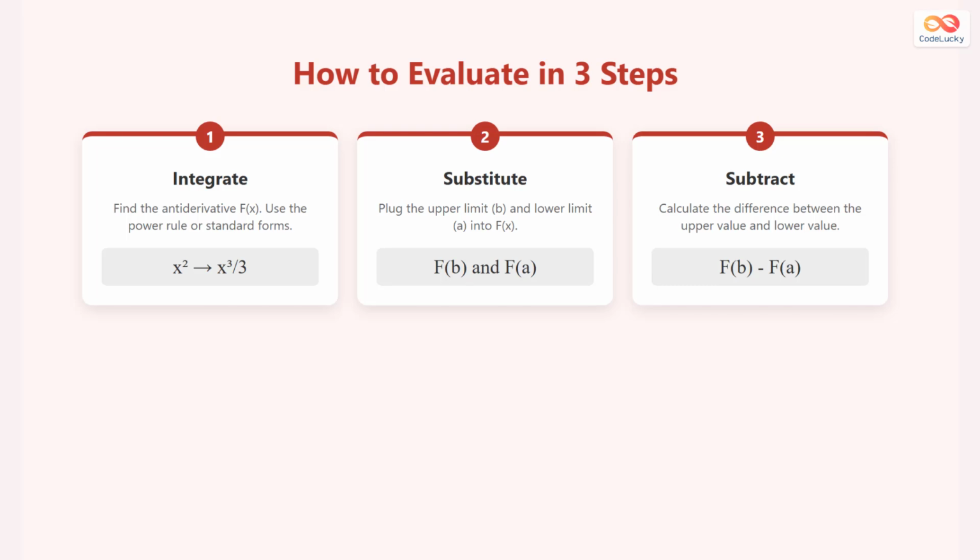Practically, you can follow this three-step algorithm. Step 1, integrate the function to find its antiderivative. Step 2, substitute the upper limit, then the lower limit, into that new function. Step 3, subtract the lower value from the upper value to get your final answer.